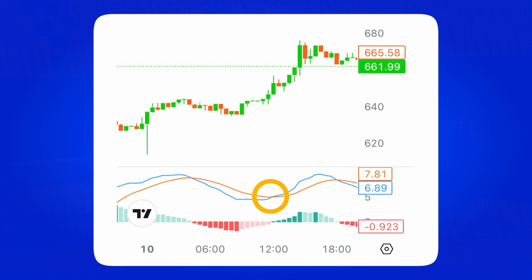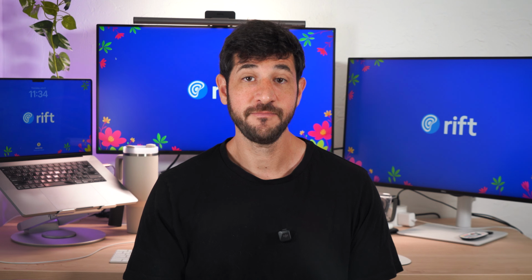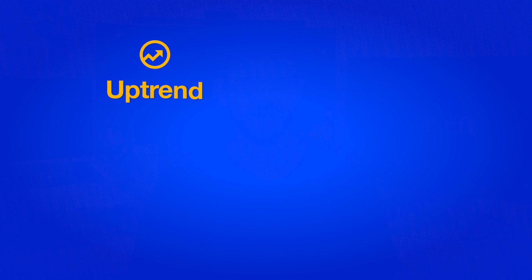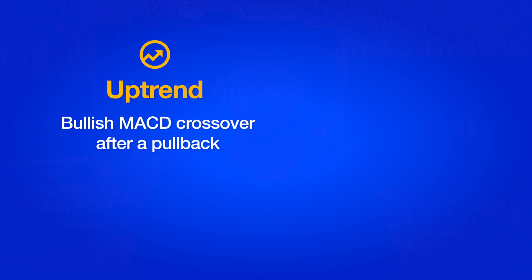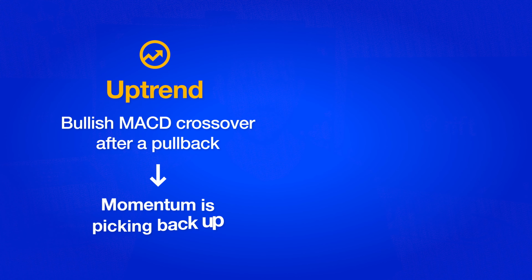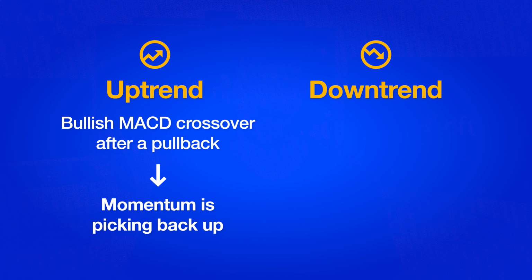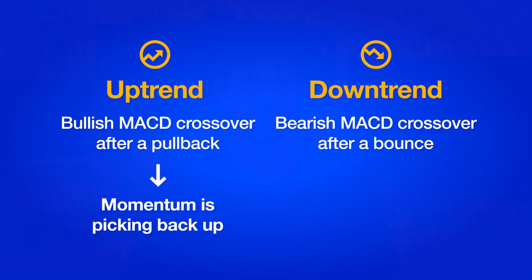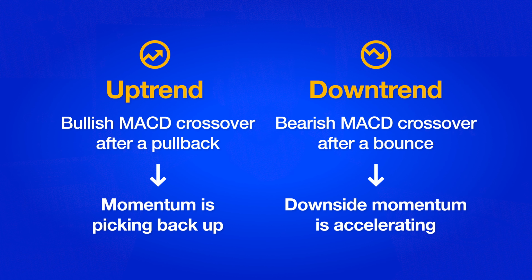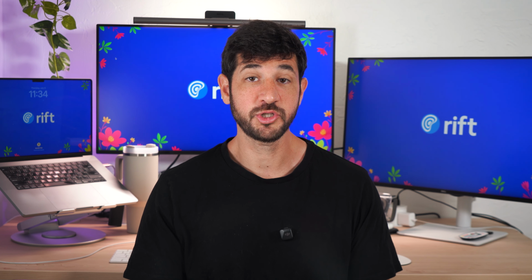When the MACD line crosses above the signal line, that shows bullish momentum picking up. When it crosses below, that means bearish momentum is picking up. Now, when the histogram expands, momentum is rising. And when the histogram shrinks, momentum is fading. But with MACD, just like with moving averages, crossovers matter way more in trending markets than they do in choppy and unpredictable markets. In an uptrend, a bullish MACD crossover after a pullback can be really useful confirmation that momentum is picking back up. Similarly, in a downtrend, a bearish MACD crossover after a bounce can tell you that downside momentum is accelerating. But in a choppy market, MACD crossovers can be a trap.